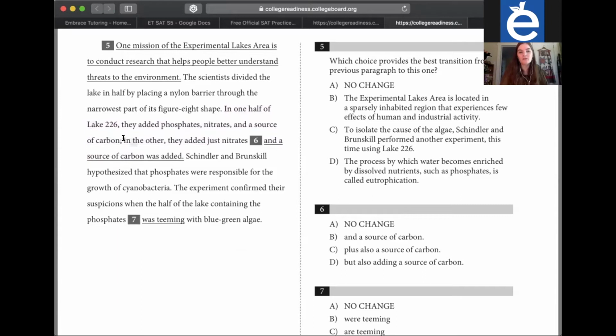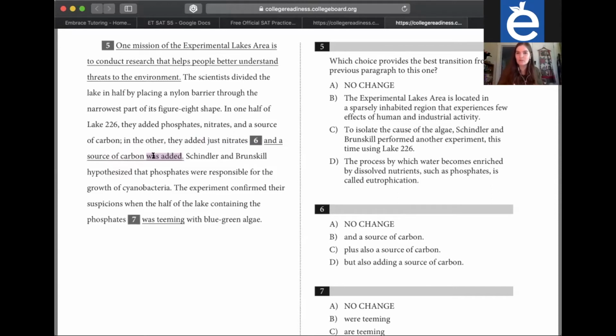One other thing that you need to notice is, reading in isolation, "In the other, they added just nitrates and a source of carbon was added." That doesn't make sense, okay? Because it's being overly repetitive on two accounts. You have the first account, they're repeating "added" and "was added," okay? And not only are they now using the passive voice for "was added," because they're using a linking verb plus a past participle to form a past tense, which is not an active verb, which means that it's weakening your argument when you're using the passive voice.